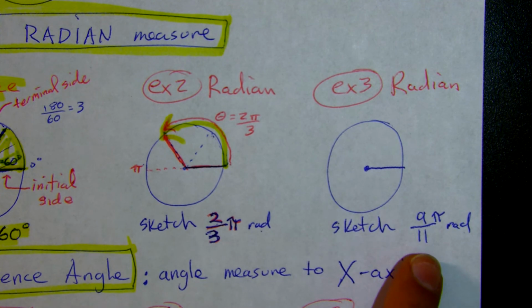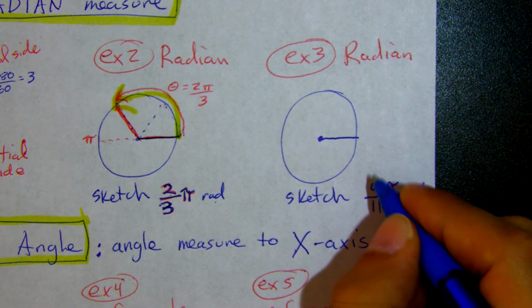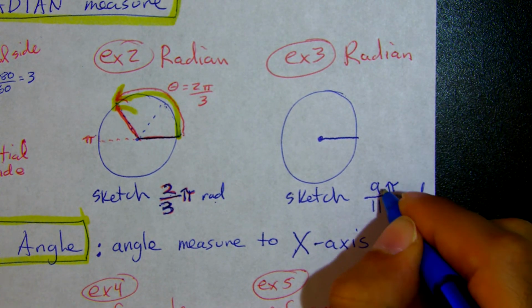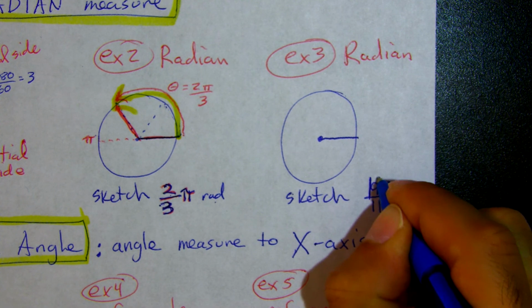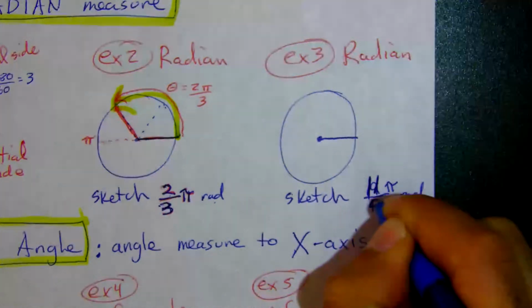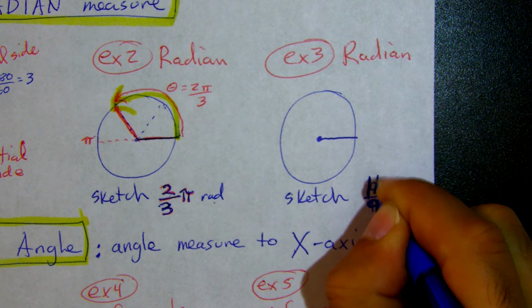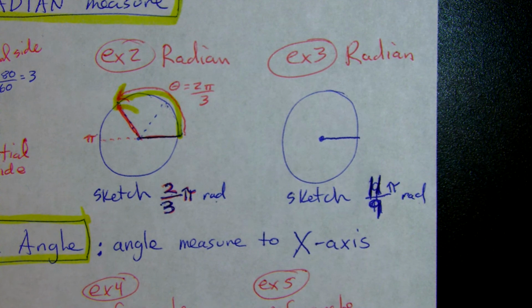And I just realized I wanted to do this the other way around. I'm going to change this. Change number 3, because this is going to be where it gets a little bit different. I want you to put it, instead of 9/11, it's going to be 11/9. 11/9 pi. So go ahead and change that up.